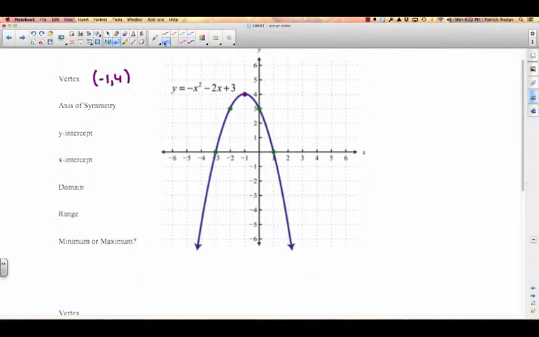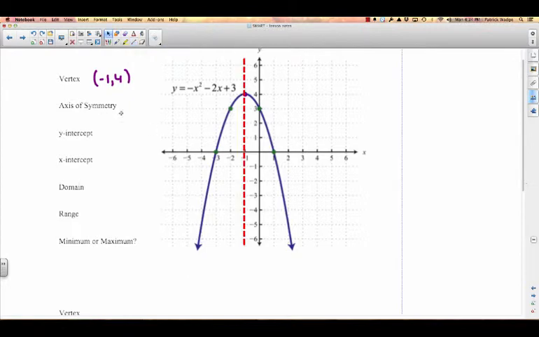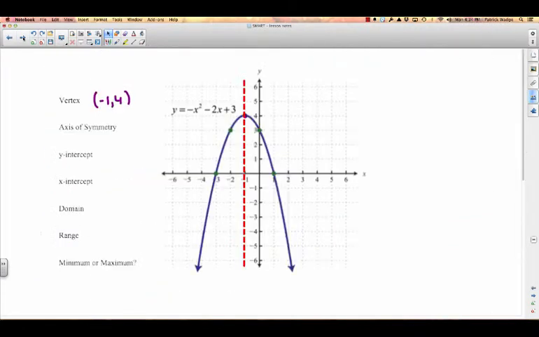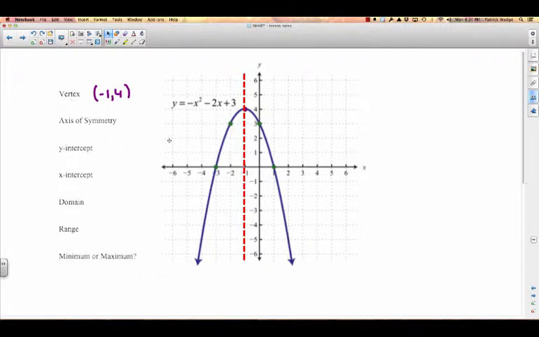The axis of symmetry. So again, I'll draw the axis of symmetry. You don't have to, but I'll draw it in case you don't know what I'm talking about here. There we go. What's the equation of the axis of symmetry? Now, oftentimes people just put negative 1. That's not an equation. Remember what we said? We said that the axis of symmetry will always be x equals m, where m is the x coordinate of the vertex. So in this case, it should be x equals negative 1.